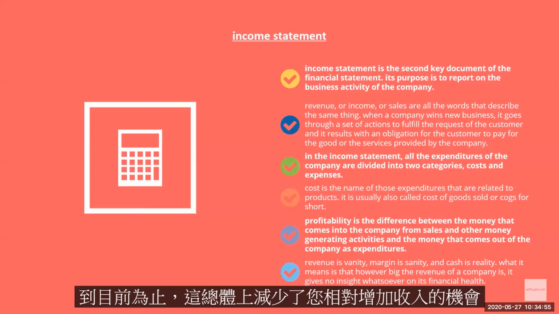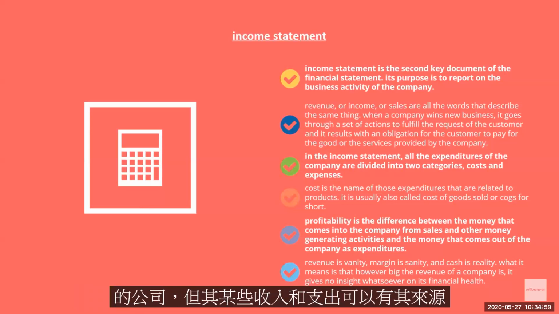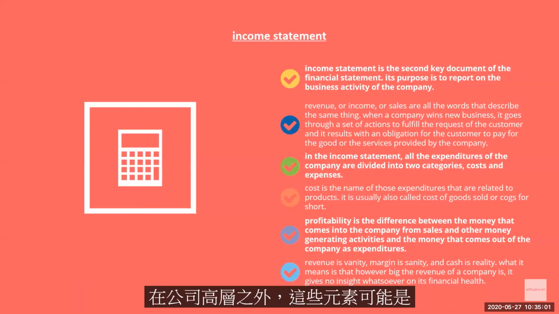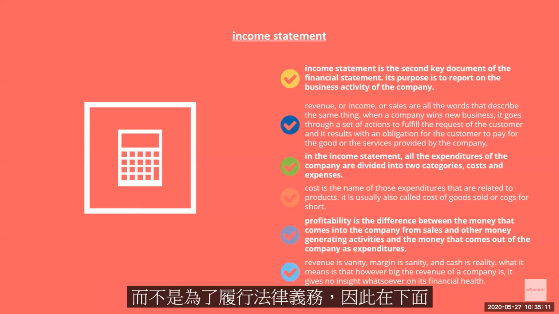Up to now, we have seen all the aspects of the income statement which relate to the operations of the company, but some of its income and expenditures can have their source outside of the operations of the company. Such elements could be, for example, taxes paid to the relevant authorities. This is an expense that's not done with the purpose of generating business or maintaining business, but rather to fulfilling a legal obligation. It is therefore reported below the operating income line.